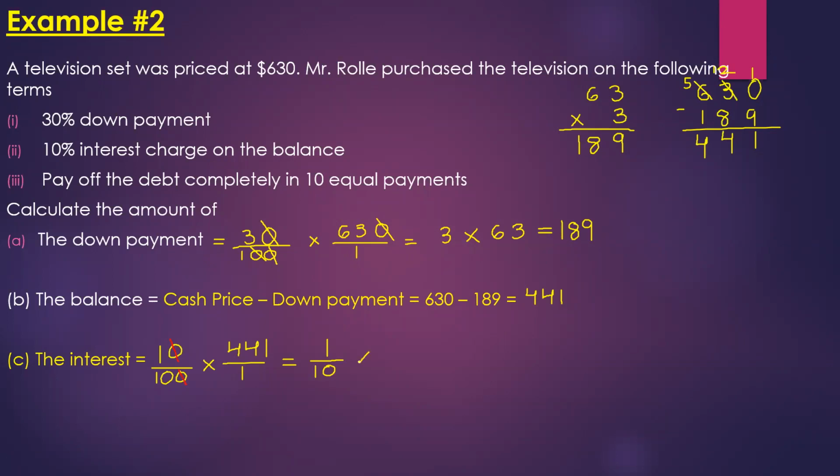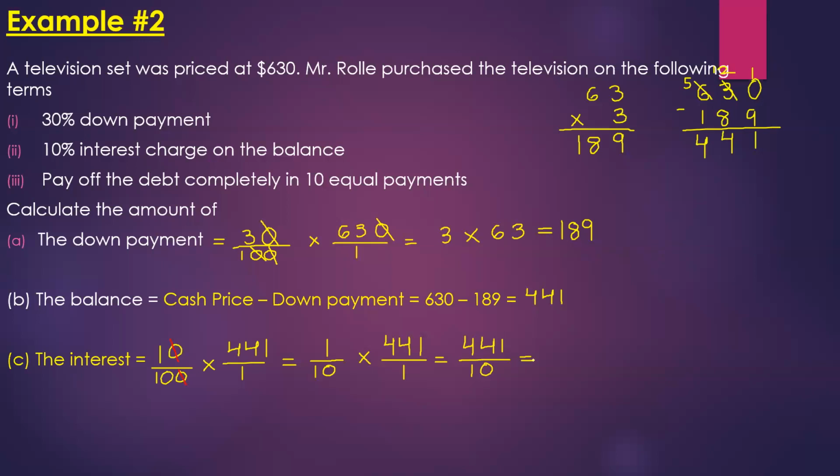Multiplied by what? 441 over 1. So now we have 1 times 441, which is going to be what? 441. 441 all over 10.